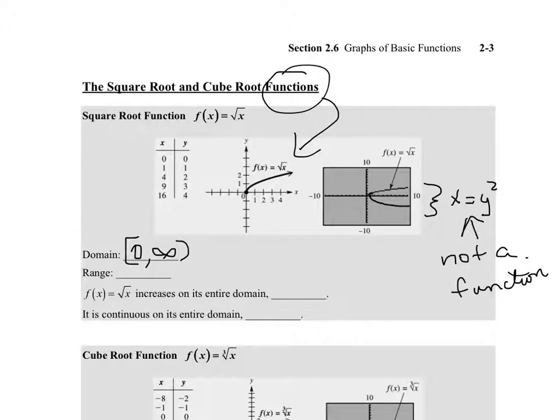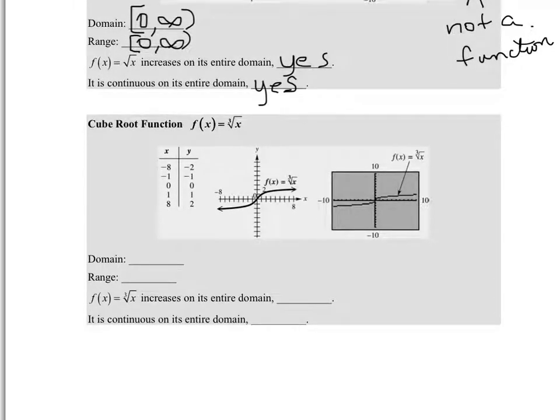Now, as far as my range, those would be the y values I get back when I evaluate the square root of some number. And if it is an equation that's written with the square root already in place, that means it's a positive or principal square root. I can't get back a negative value for the range either. So my range is also 0 to positive infinity with a bracket around the 0. Notice this is increasing on the entire domain, and it is continuous on the entire domain. Everything in the domain will still be increasing as you move to the right.